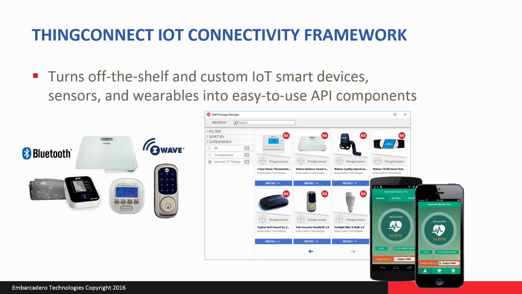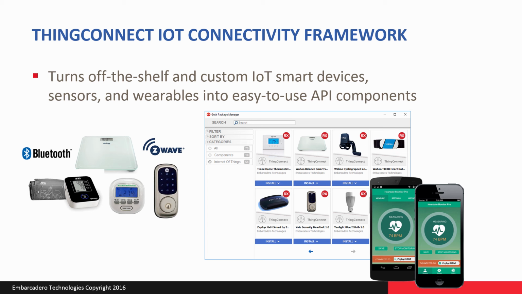The ThingConnect IoT framework is a set of components and runtime library that allows you to take off-the-shelf smart devices talking through Bluetooth Low Energy and add those inside of your applications. There are all sorts of pre-built components sitting in the GetIt Package Manager library for you to download and integrate into your own applications.